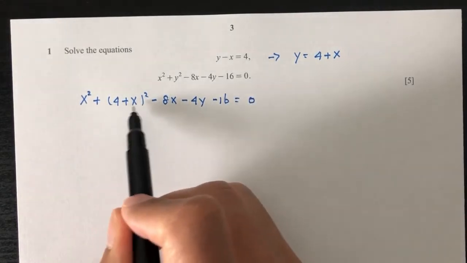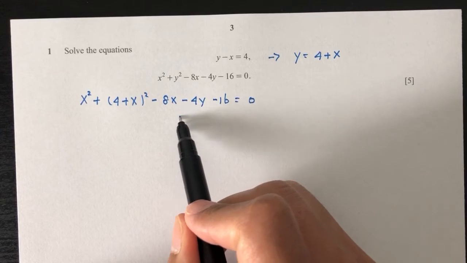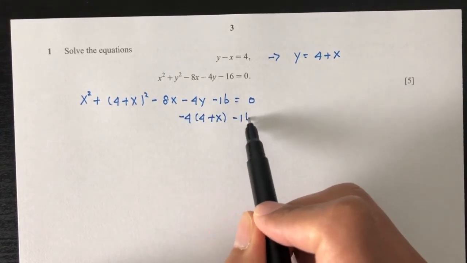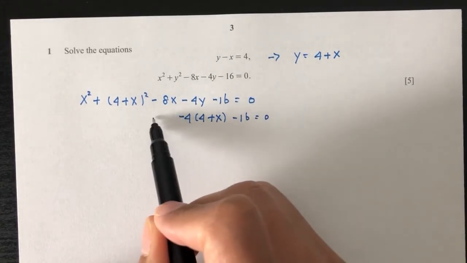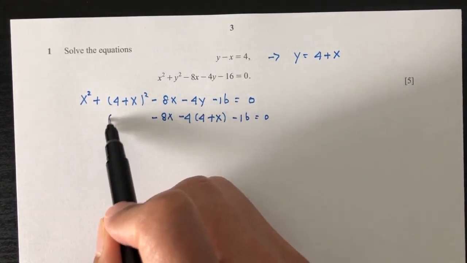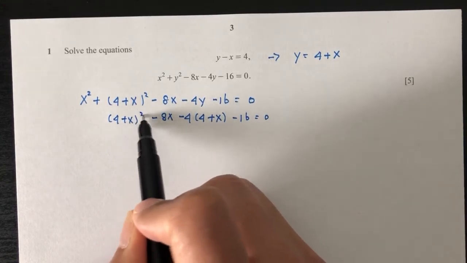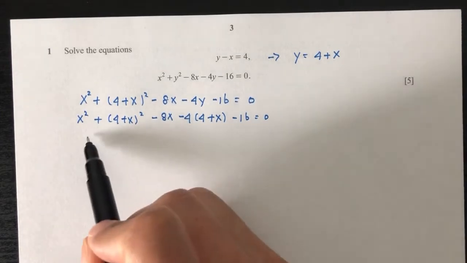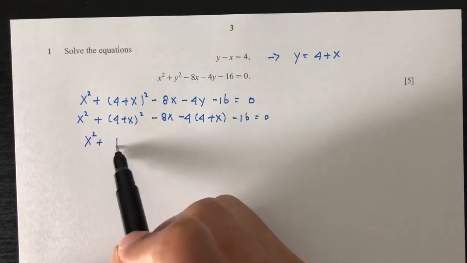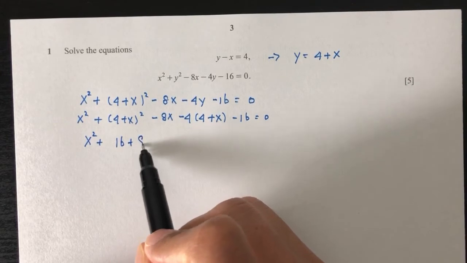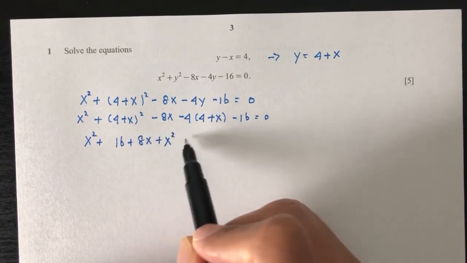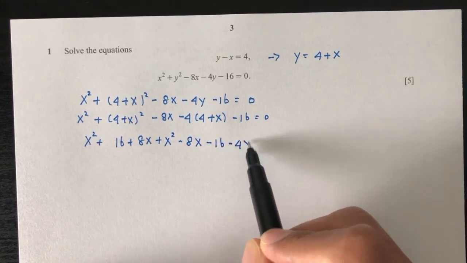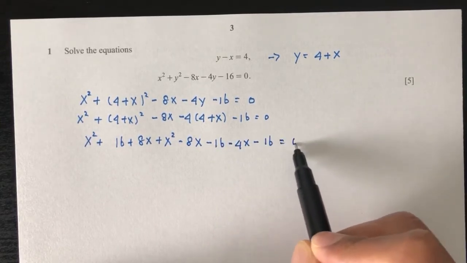Now let's expand this one. Oh, I forgot this one. So 4y should be 4 plus x, minus 16 equal to 0. Let's rewrite this again, because I forgot to replace y. Okay, so now we have this. Let's expand this and see what we have. Here will be x squared, this will be 16 plus 8x plus x squared, minus 8x minus 16, minus 4x minus 16 equal to 0.